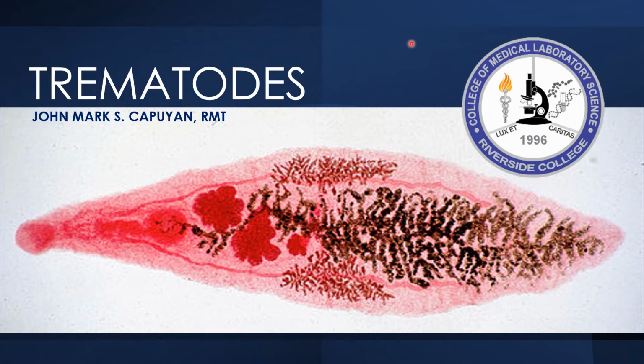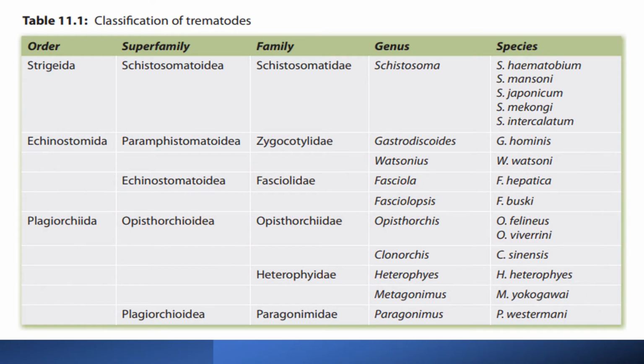Okay, as you can see here in the picture, this is an example of an adult trematode worm. This one is a sucker, one of its suckers, and another one here. We will discuss what kind of suckers these are and what the functions of these suckers are. Okay, so to classify them, we have the different orders under trematodes.